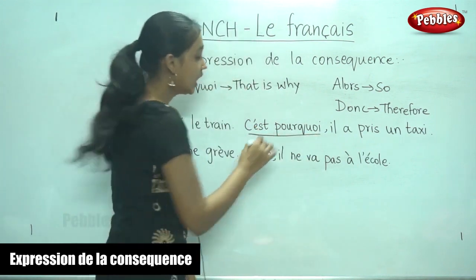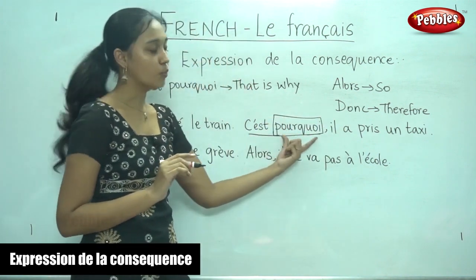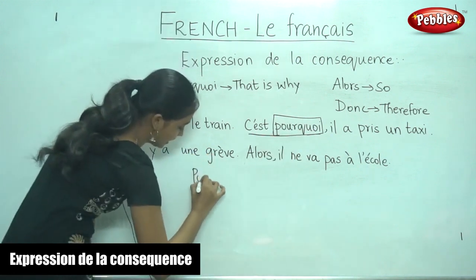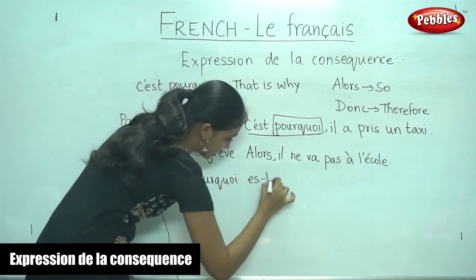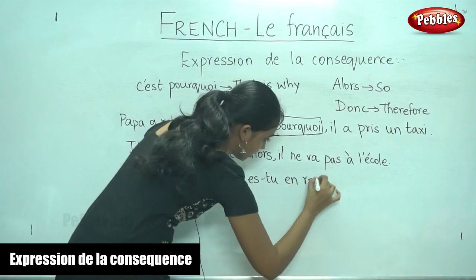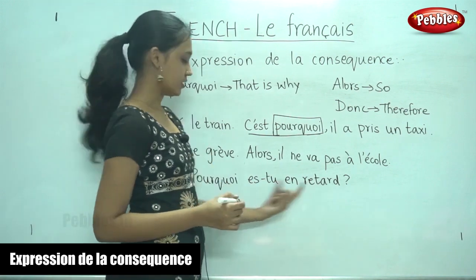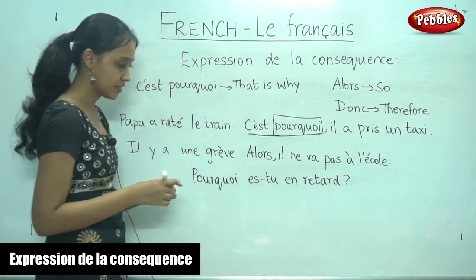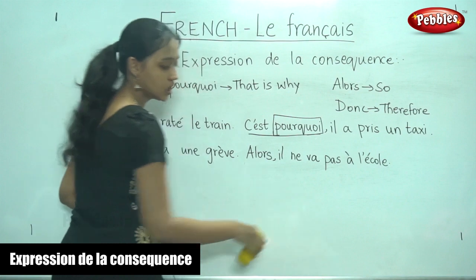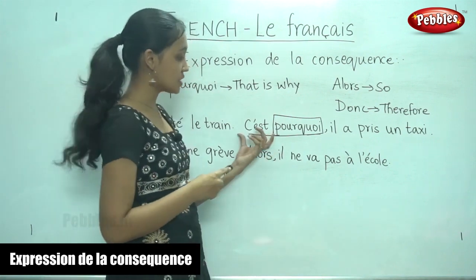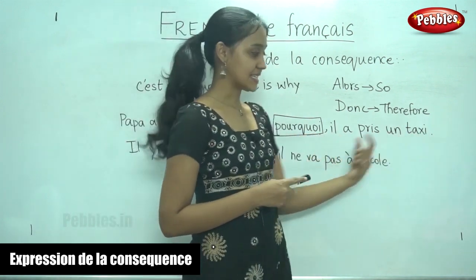If you only use pourquoi, you can form a question. Why? Pourquoi? For example, why are you late? Pourquoi es-tu en retard? Why are you late? So, when you are explaining the consequence, you would say c'est pourquoi. C'est pourquoi il a pris un taxi.